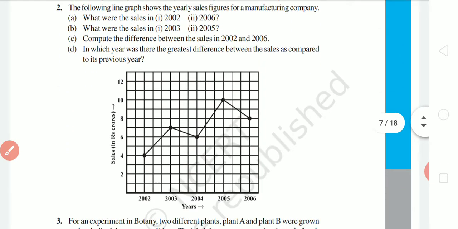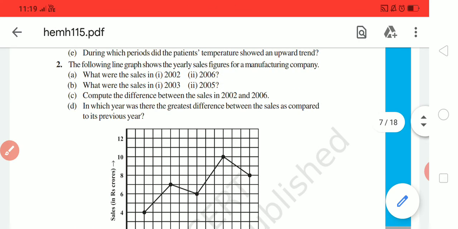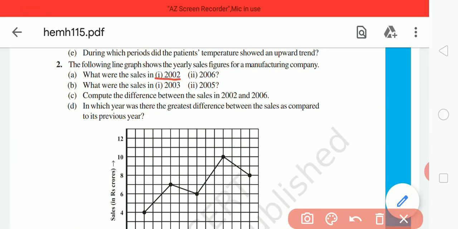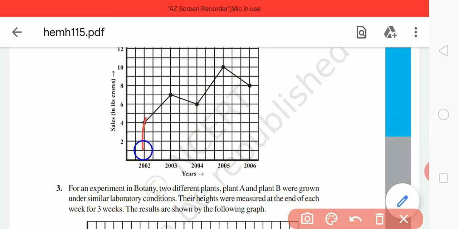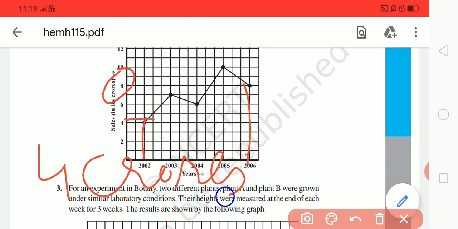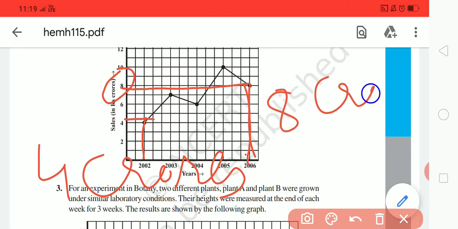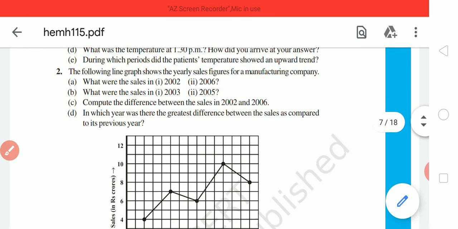Come to the next question. This is question number 2 graph. You can see from here what were the sales in 2002 and 2006. So you can see from the graph, this is 2002 and 2006. This is in crores, so you will write 4 crores, and for 2006 it is 8 crores, right?